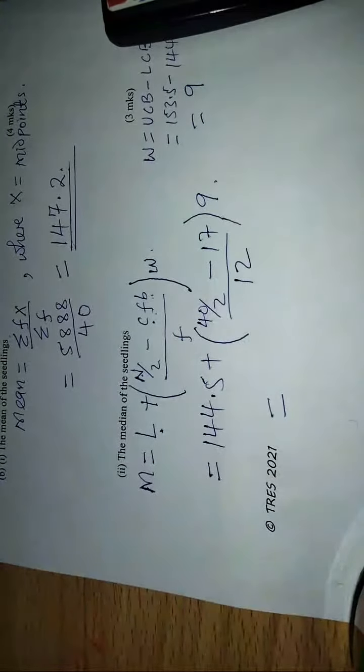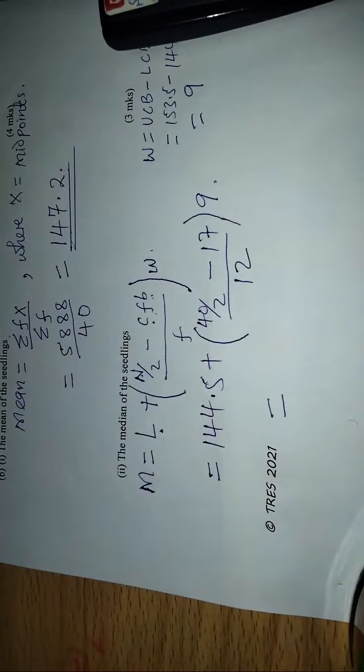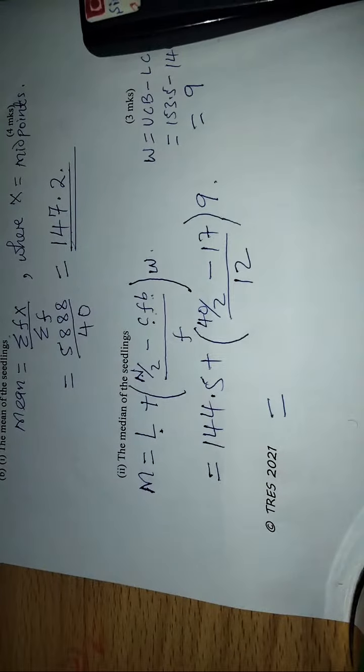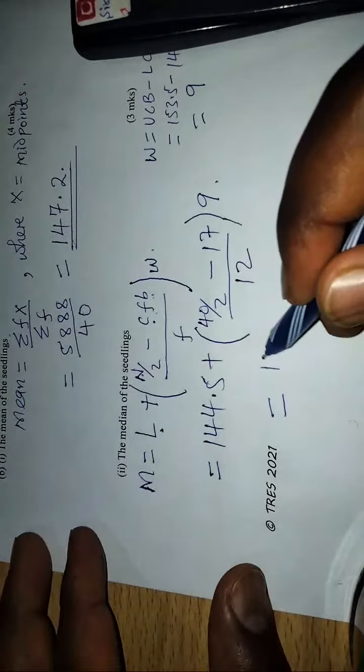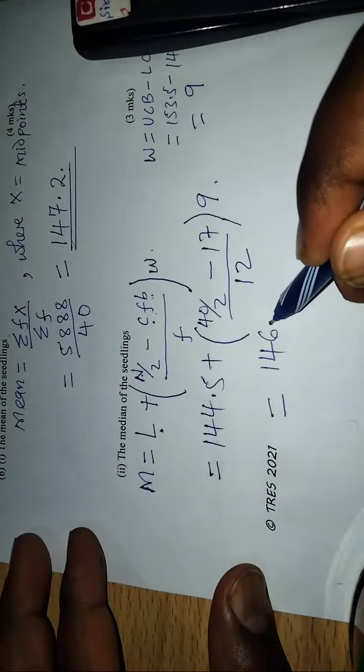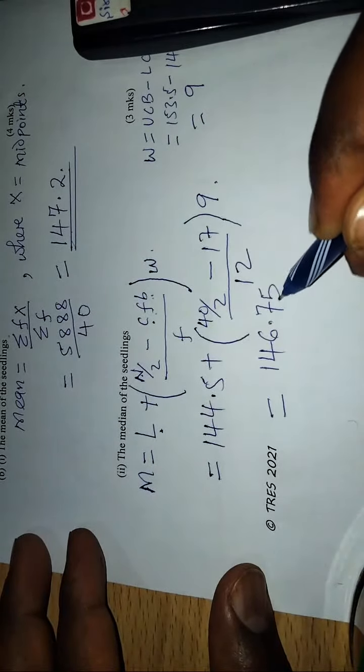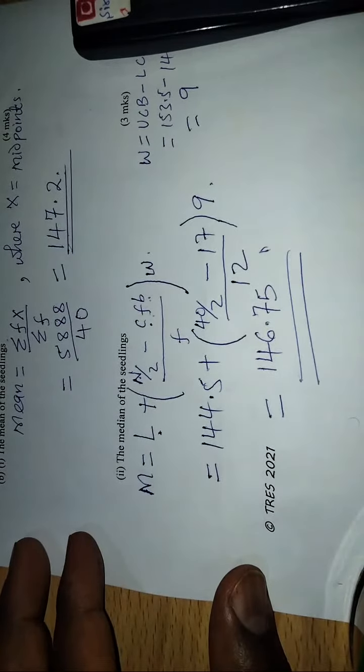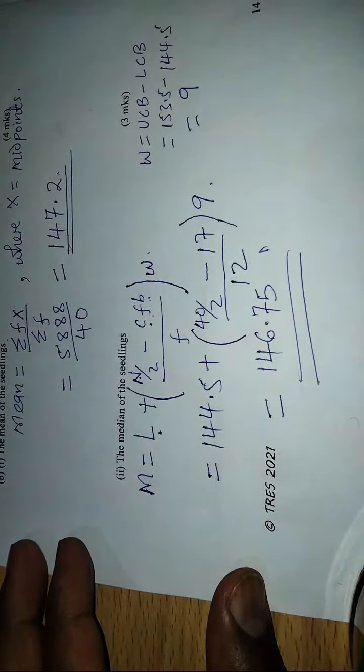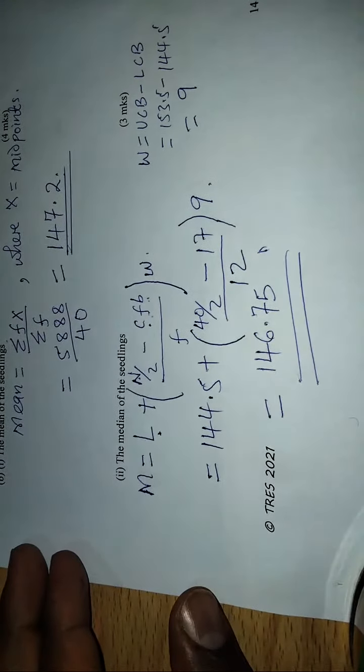Therefore, we can work out now. 40 divided by 2 is 20. So 20 minus 17 giving us 3. We divide by 12 giving us 0.25. We multiply by 9 giving us 2.25. Then we add 144.5. This will give us exactly 146.75. This is the exact value of the median in this case.